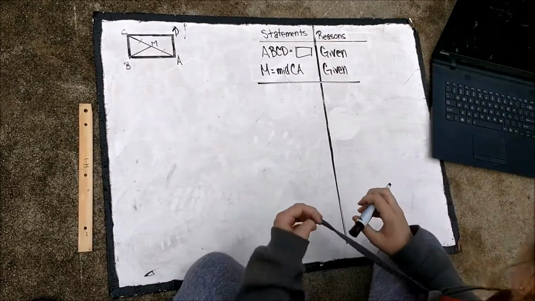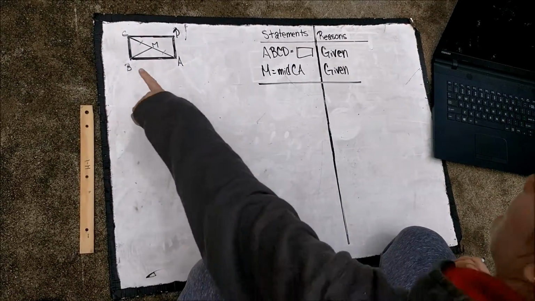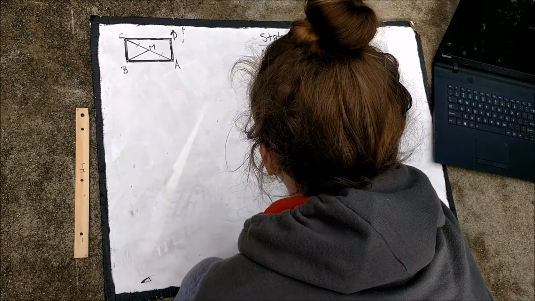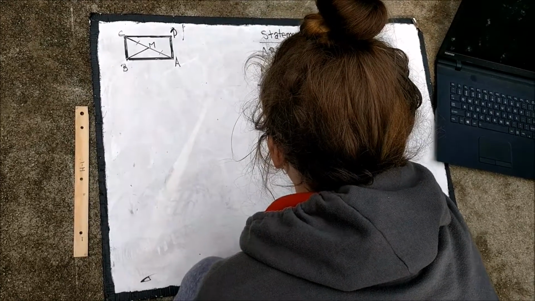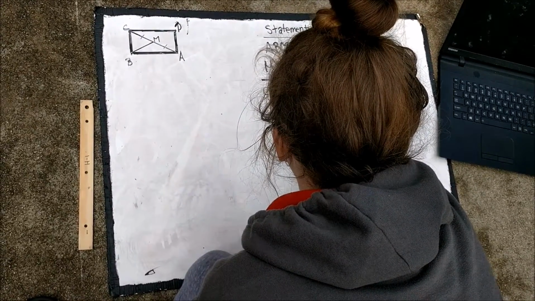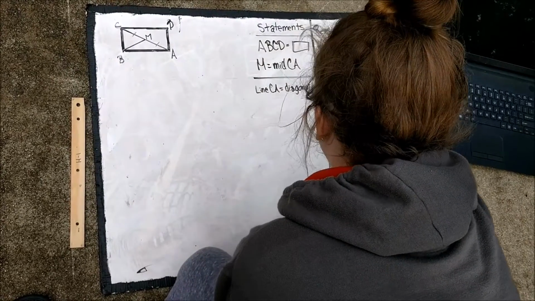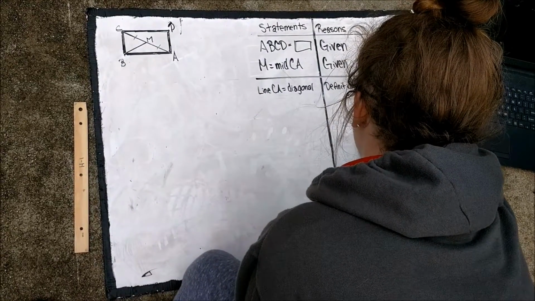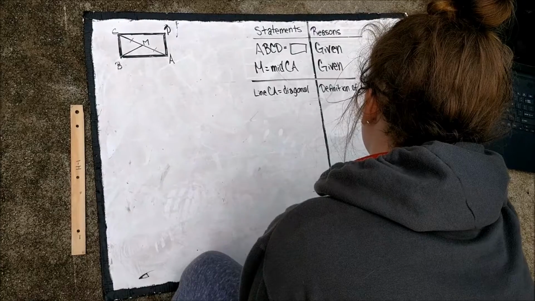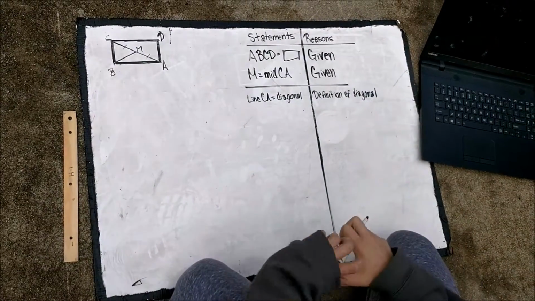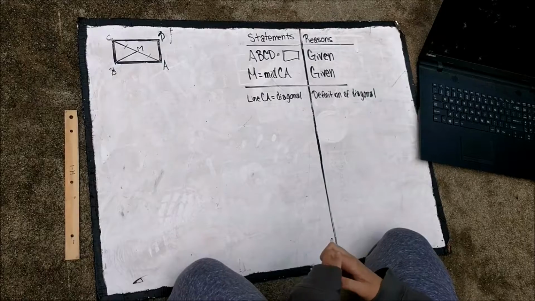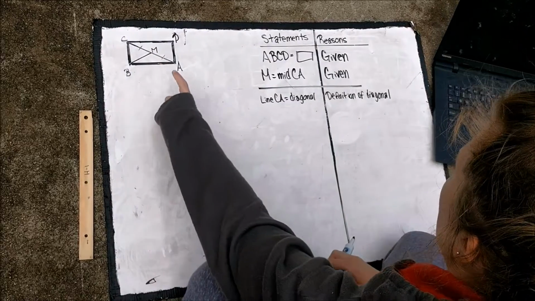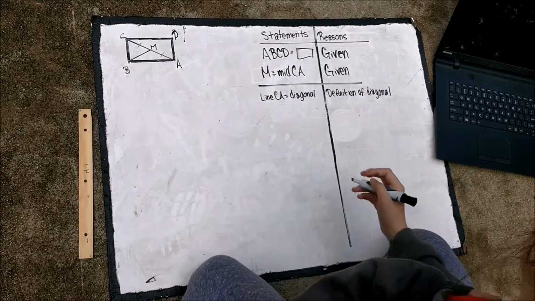And then after the givens, we can determine that line CA is a diagonal because of the definition of a diagonal. And next we can determine that line MA is 1/2 of line CA because, as stated in our givens, M is the midpoint of line CA, and the definition of midpoint would prove that.